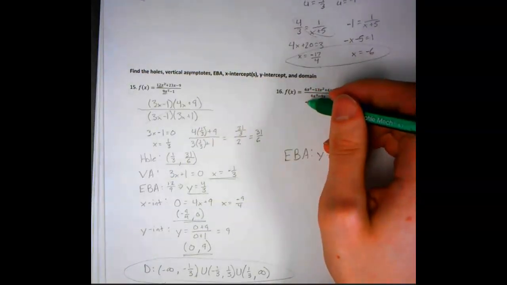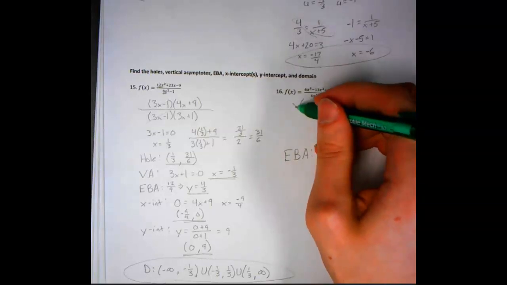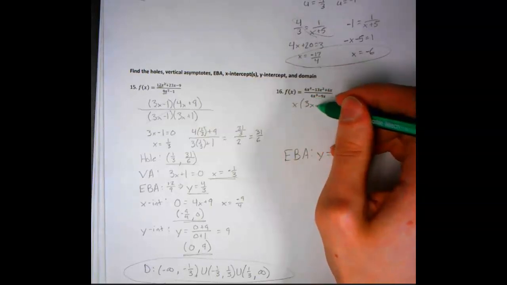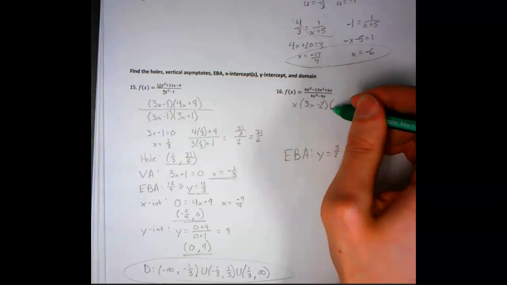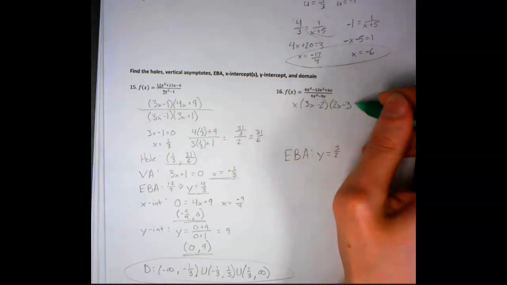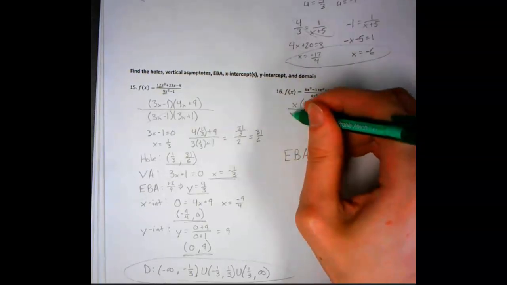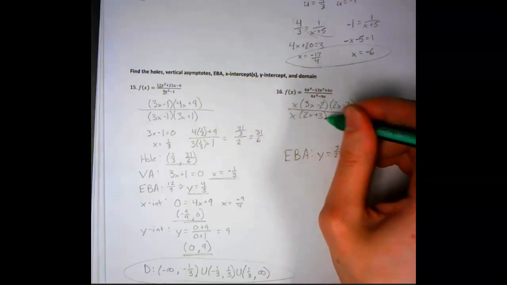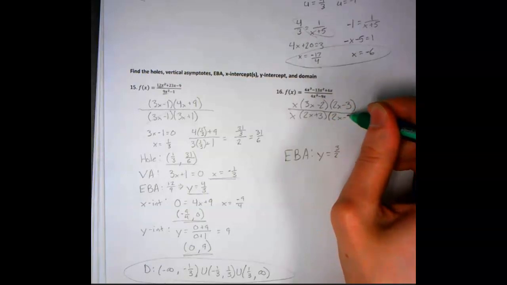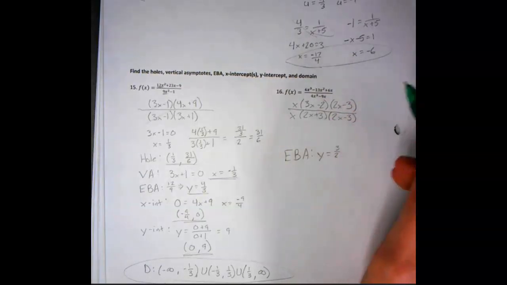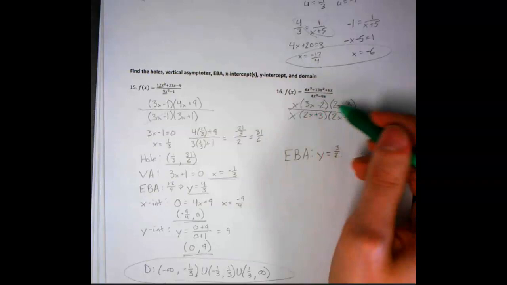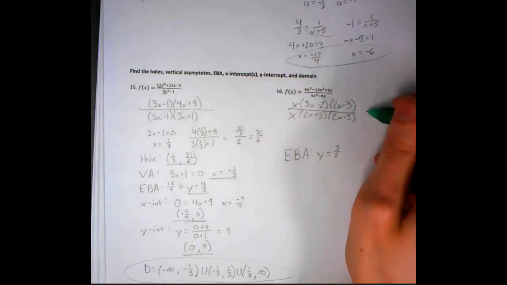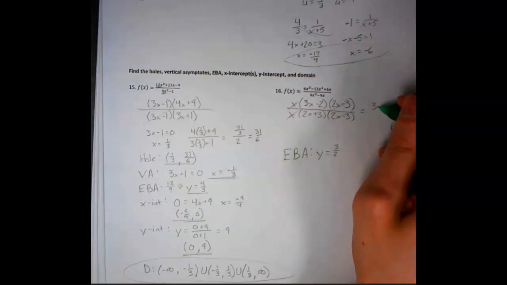Next, we're going to factor these two. So we'll have x to the 3x minus 2, 2x minus 3, x to the 2x plus 3, 2x minus 3. Cancel out whatever is the same on both top and bottom, and write the simplified form.